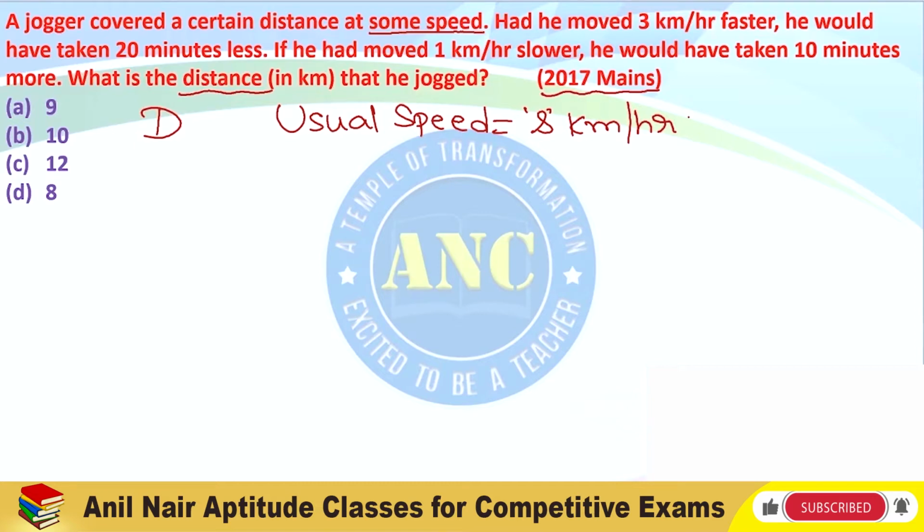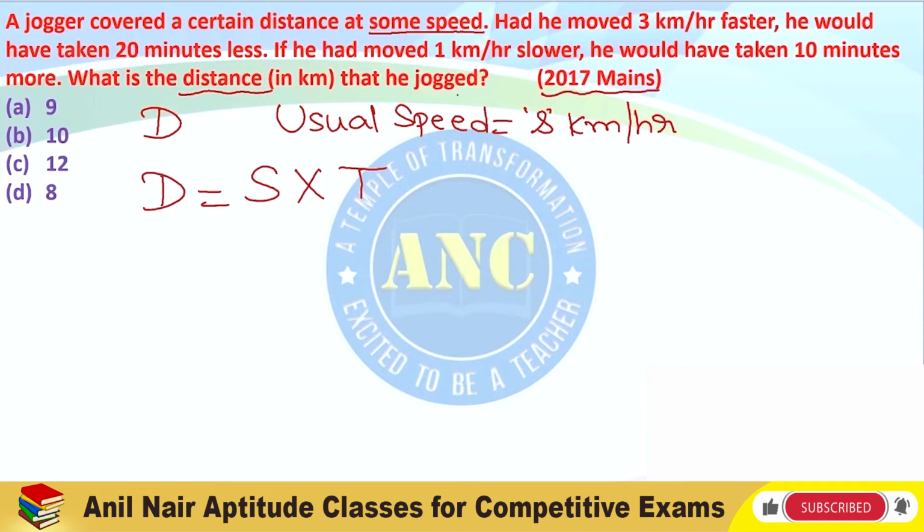But if you do not really want to use the variable method, you can refer to the old videos of time, speed and distance where Anil Nair sir had taken a beautiful concept without any variables. I myself also took that same concept in one of my classes earlier. Now see here, the usual speed is S. Now we know that distance is equal to speed into time, right? Distance is equal to speed into time.